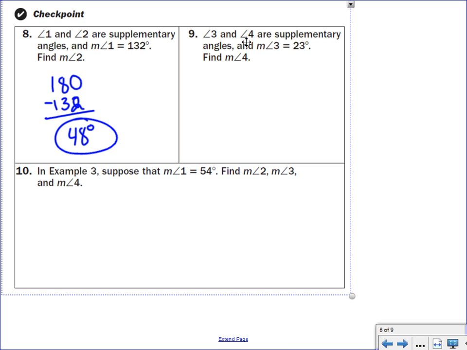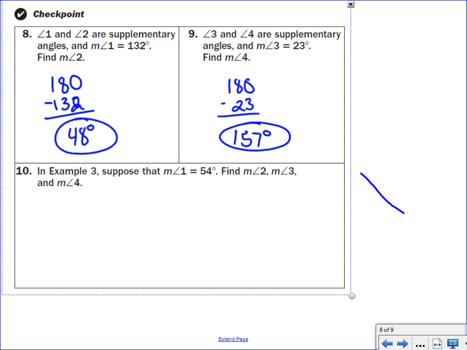Angle 3 and angle 4 are also supplementary angles, so 180. And the measure of angle 3 is 23 degrees. So we subtract the 23 degrees from 180 and find that the measure of angle 4 is 157 degrees. Number 10. In example 3, suppose that the measure of angle 1 is 54 degrees. The measures of angles 2, 3, and 4 we need to find.